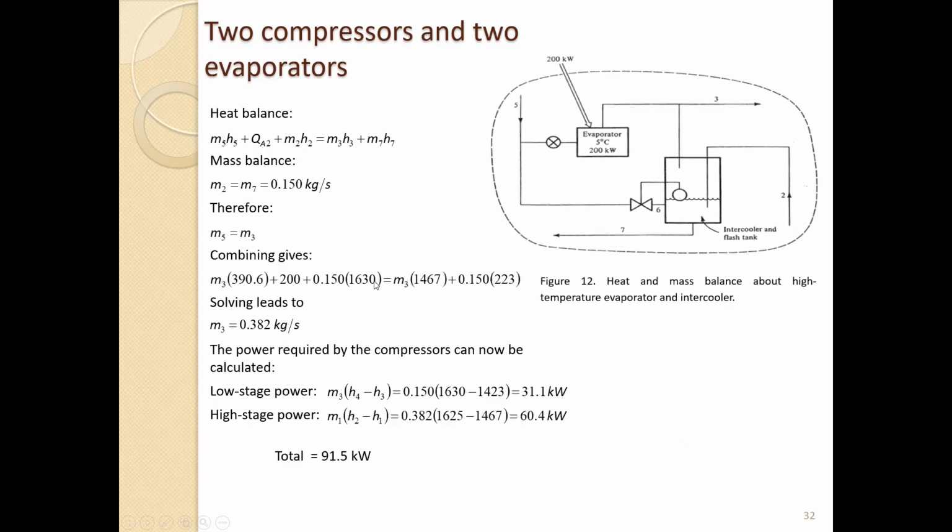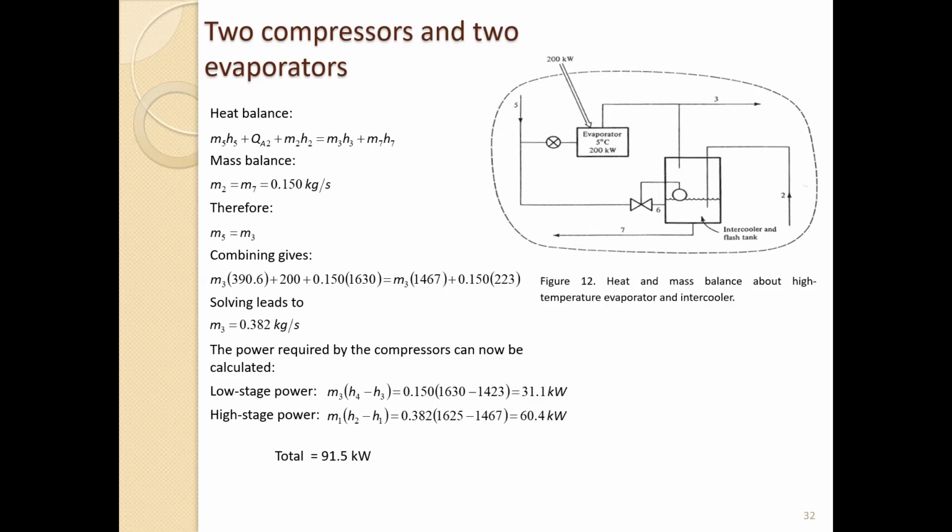So heat balance: M5 H5 plus QA2 plus M2 H2 is equal to M3 H3 plus M7 H7. So mass balance, M2 is equal to M7, siyempre 0.15. Therefore, M5 is equal to M3. Combining, M3 times 390.6 enthalpy na plus 200 plus 0.15 times 1630 is M3 times 1467 plus 0.15 times 223. So M3 is 0.382 kilogram per second.